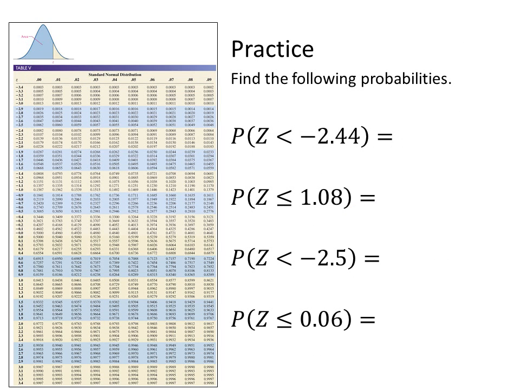Let's practice finding the area to the left of various numbers. Go ahead and pause the video at this point, and then when you're done, resume.